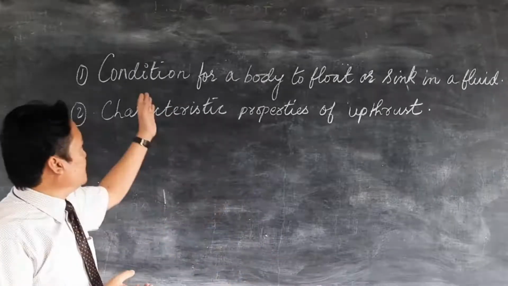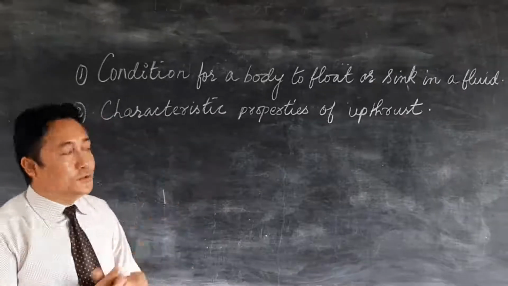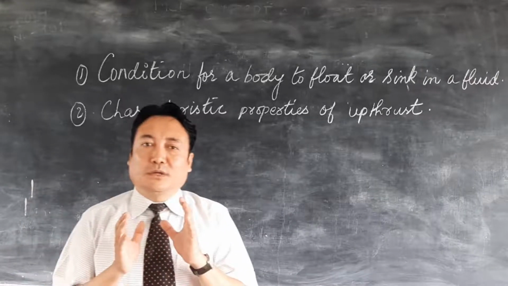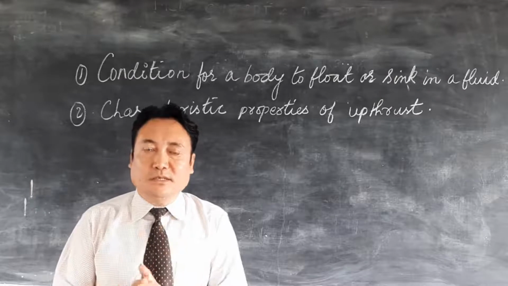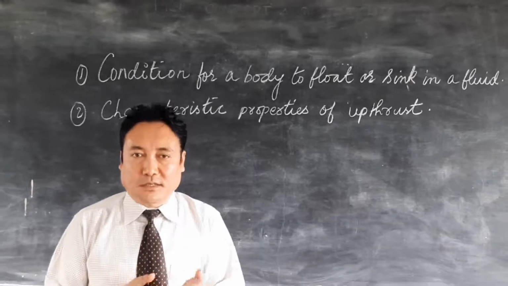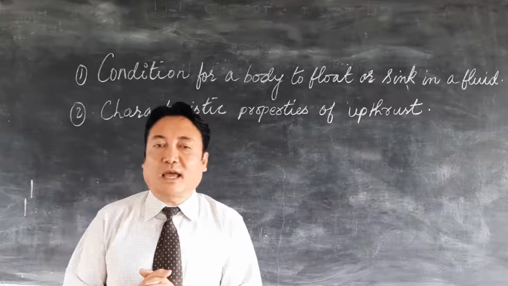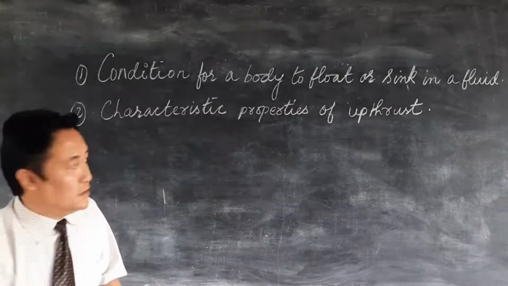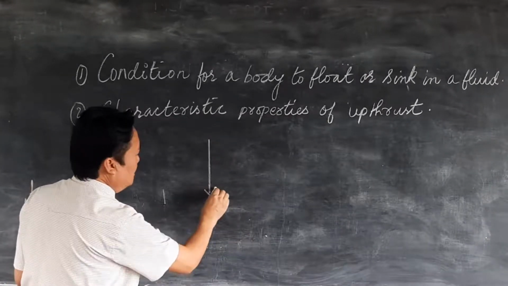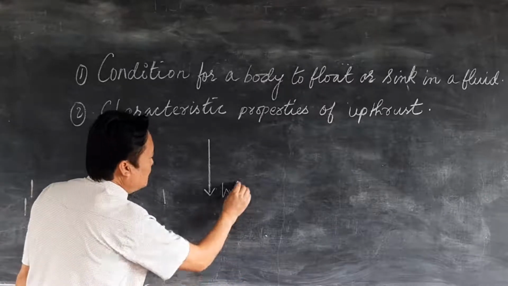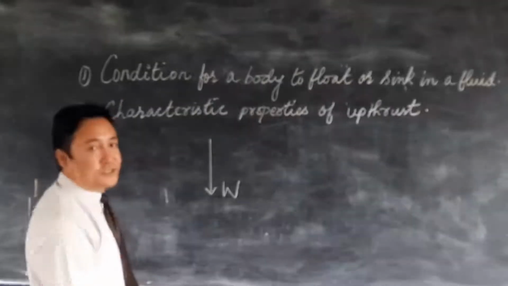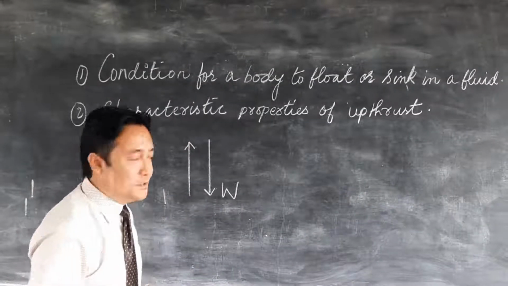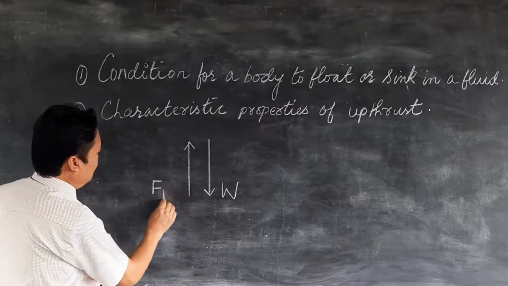Now let us discuss the first point, conditions for a body to float or sink when the body is immersed in a fluid. When a body is immersed in a fluid, that is in a liquid or water, two forces act on it. One force is the weight of the body, which acts vertically downwards, written as W. And another force is the upthrust, also known as the buoyant force, written as FB.